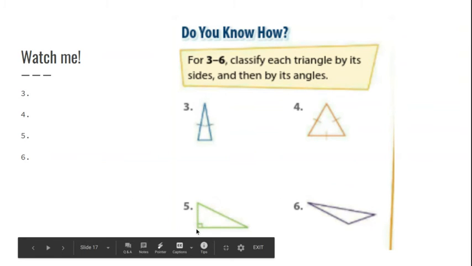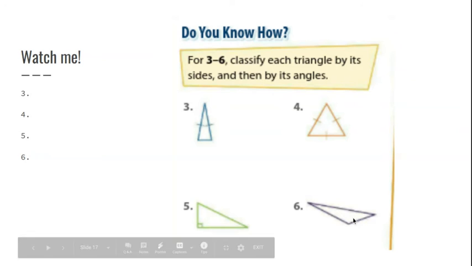Number 5 is a right triangle. And how I know that, I have my right angle right here with the box. That is a right triangle. Number 6 is an obtuse triangle because you can clearly see that this is an obtuse angle in here. It's greater than 90 degrees.